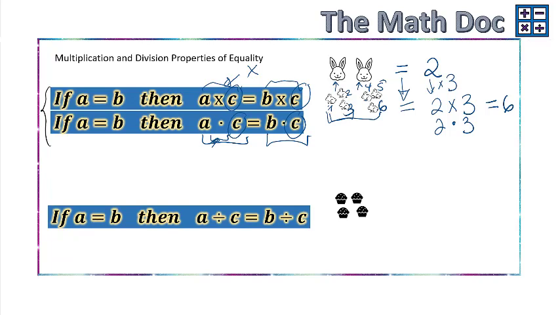And what about division? Well, division is the inverse property of the multiplication. It's the inverse operation as well. So if A equals B here, then if we divide both sides of the equality by the same number, by C, we will be able to keep our equality. So if A equals B, then A divided by C equals B divided by C.